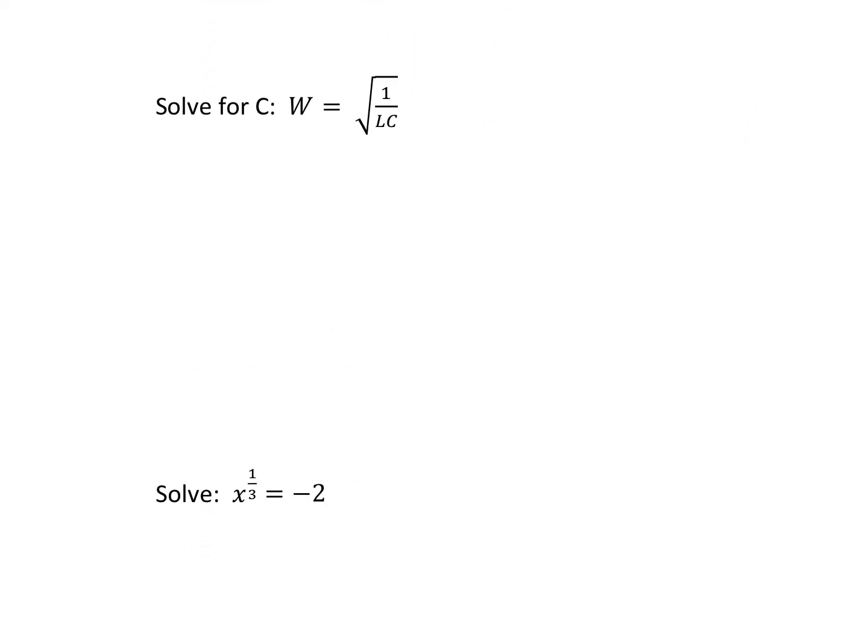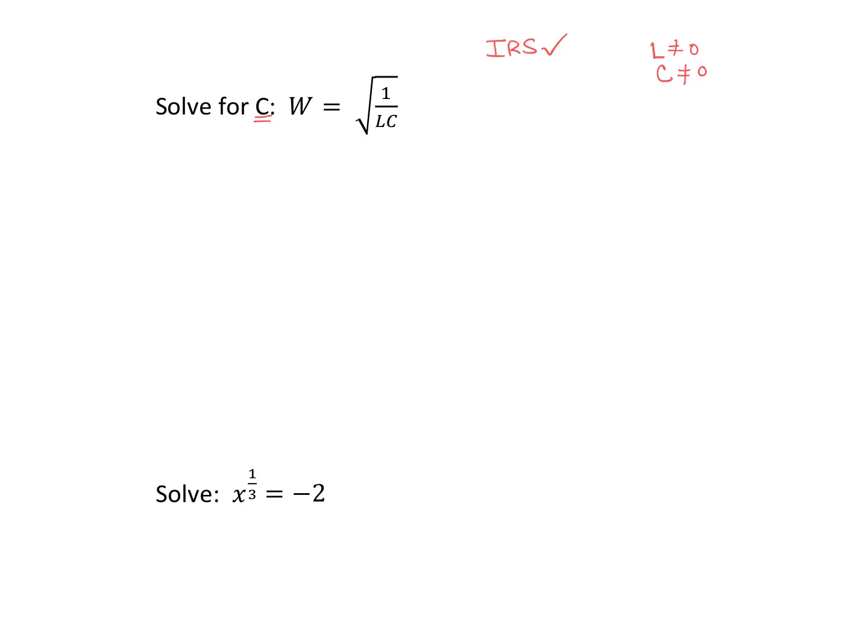For our next example, we have a radical equation. We've just dealt with radical equations and we want to solve for c. So remember, we're going to isolate, raise, and solve. And in this case, we should also check. We know that L cannot equal 0 and also C cannot equal 0, because if either one of those were 0, we would have something that was undefined.